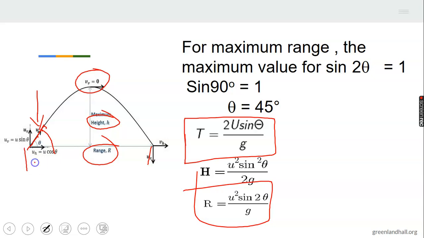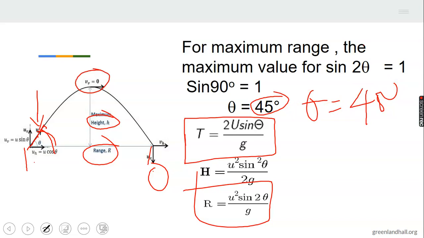That is, to know your range, if your target is here, you have to calculate the angle you are aiming at, the angle to aim, and then the speed of what you are projecting. Now, for maximum range, the maximum value of sine 2 theta is equal to 1, which means to have maximum range, your angle of projection must be 45 degrees. When you multiply 45 by 2, it will be 90. Sine 90 is equal to 1. Any other angle more than this or below will not give the maximum value again.